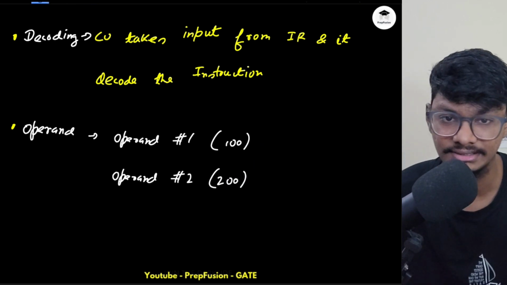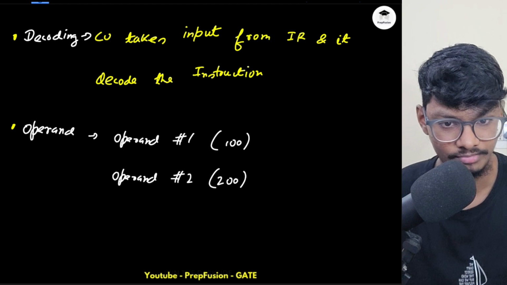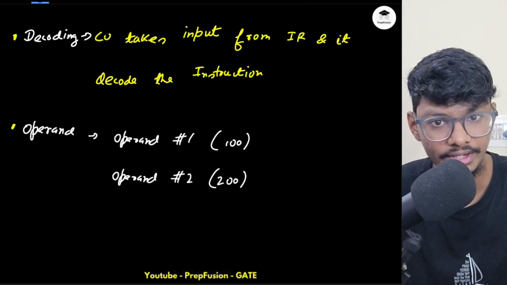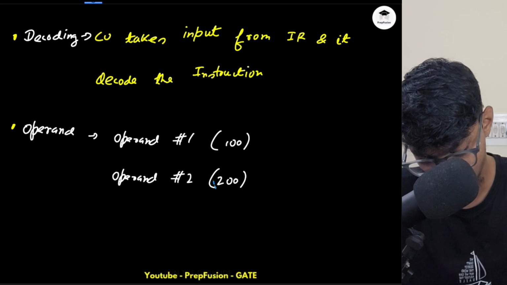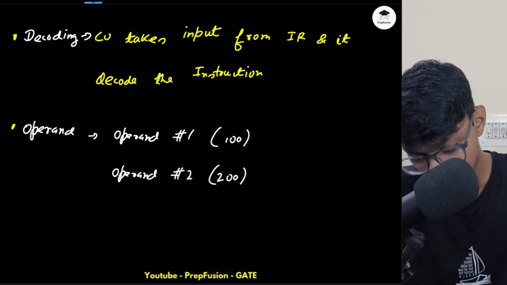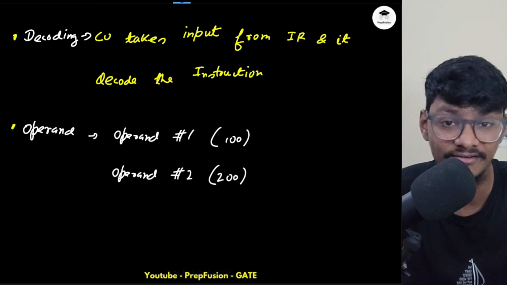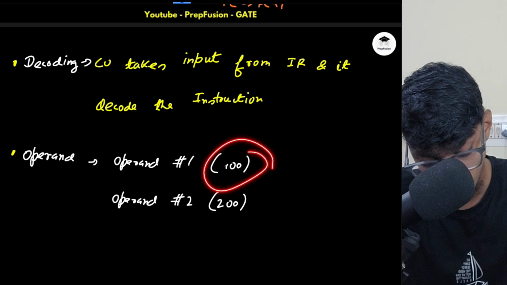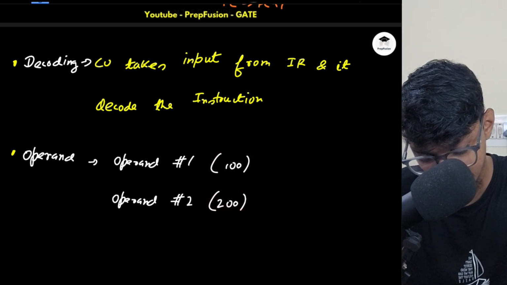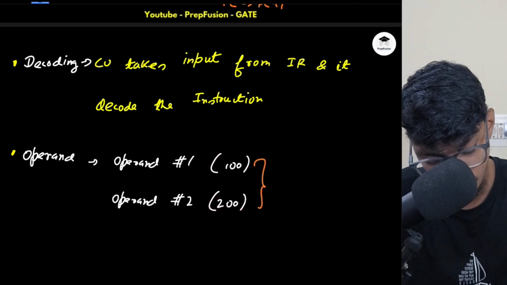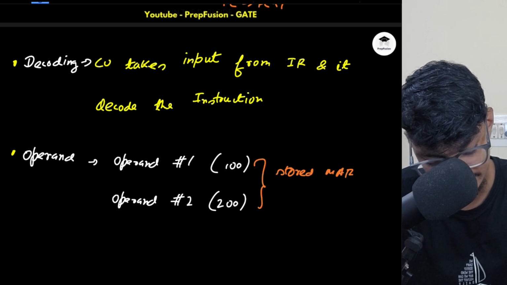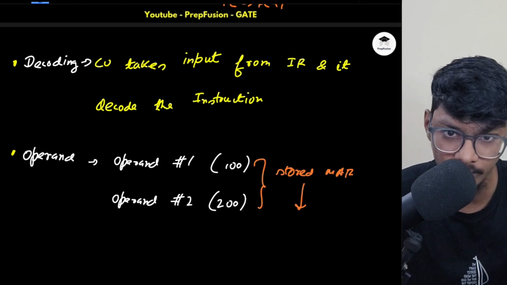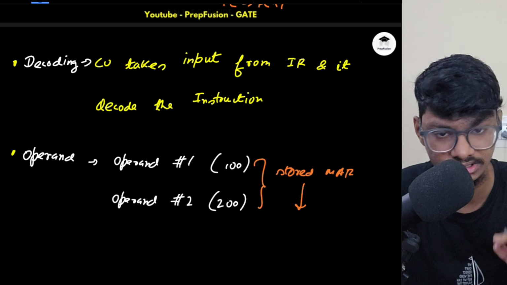So these are the address locations of operand 1 and operand 2. Now we know this. Now what we can do is go to this address and fetch this. I will store these addresses in the memory address register, and after storing them in the memory address register, the control unit will send some signals.